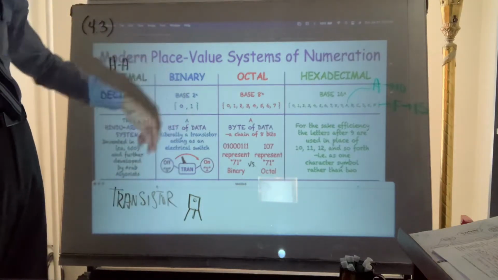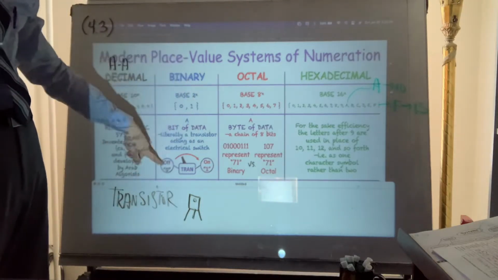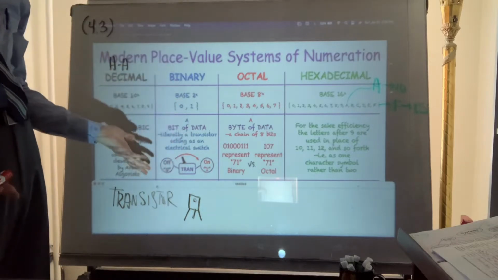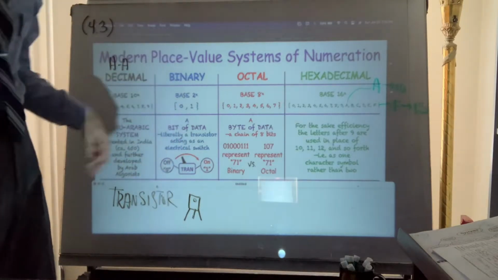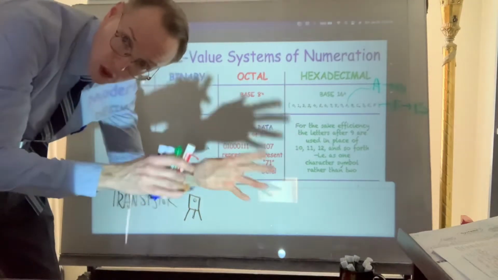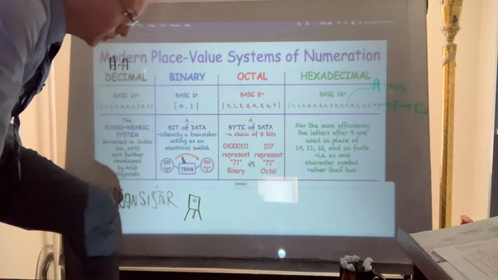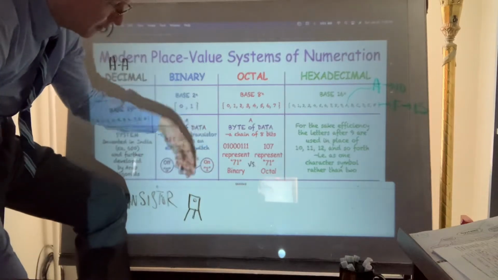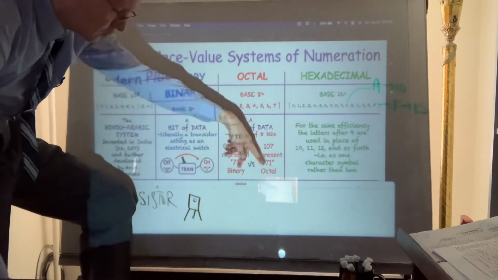A bit of data is either a 0 or 1, the on or off amount representing the data. A byte of data would be a chain of these switches, essentially on or off. Here's an example of the difference between these two systems, at least.